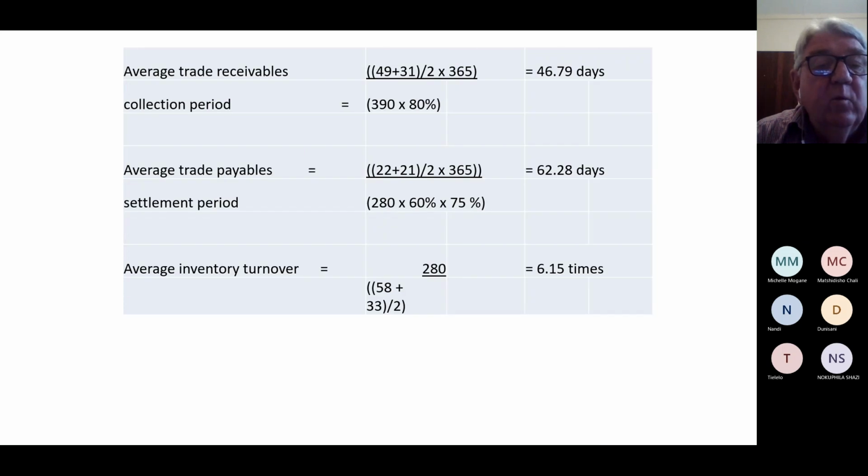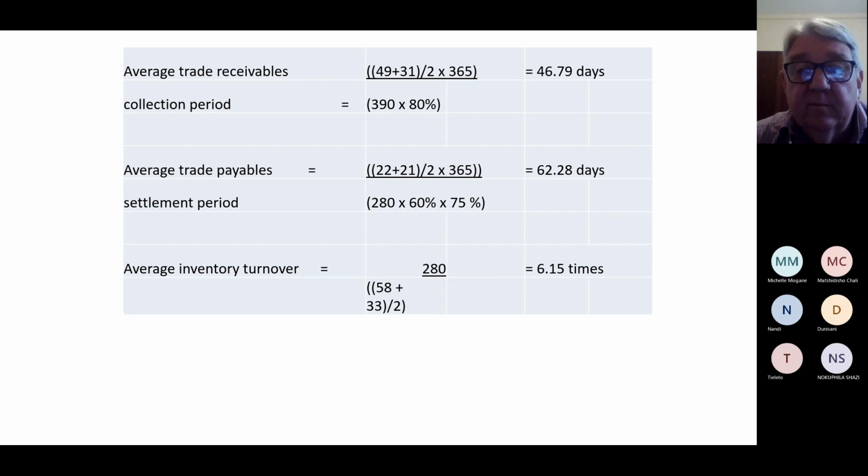And that will give you 6.15 times. That means that you replace your stock 6.15 times. Just as a matter of interest, you can also calculate the number of days it takes you to turn your stock. If you take 365 days and divide it by 6.15, that will give you how often you turn your stock. Now again, this average inventory turnover is an important ratio.